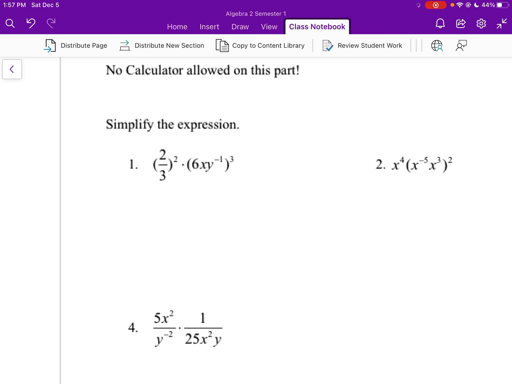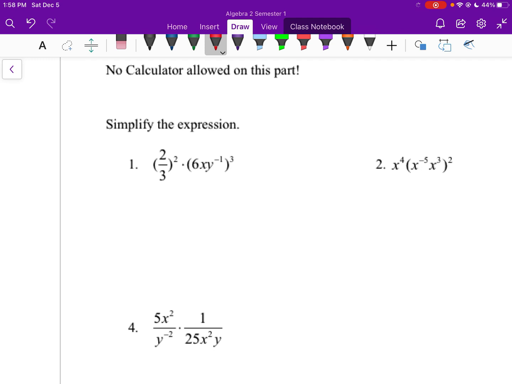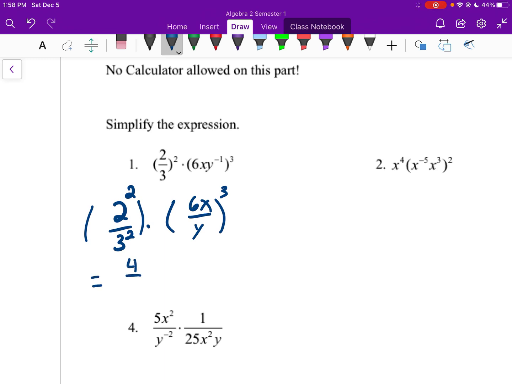Me personally, I like to take care of anything inside the parentheses first. So on the first one, we don't have to worry about anything there, but I could distribute that too. We got that quotient to a power, so I can take that power to both of the insides. Then times, and I can simplify what's inside there. 6x, and we got that negative exponent, so that y will go to the bottom. Simplifying each of those, 2 squared is 4, 3 squared is 9. Now I got to cube everything inside of that next parentheses as well. So the next thing is 6 cubed, x cubed, y cubed.